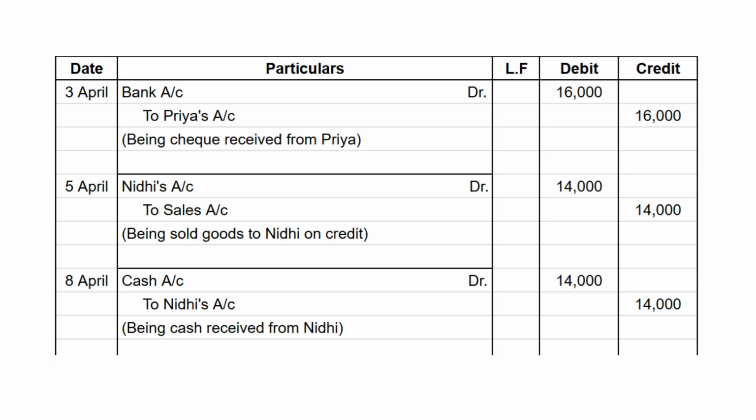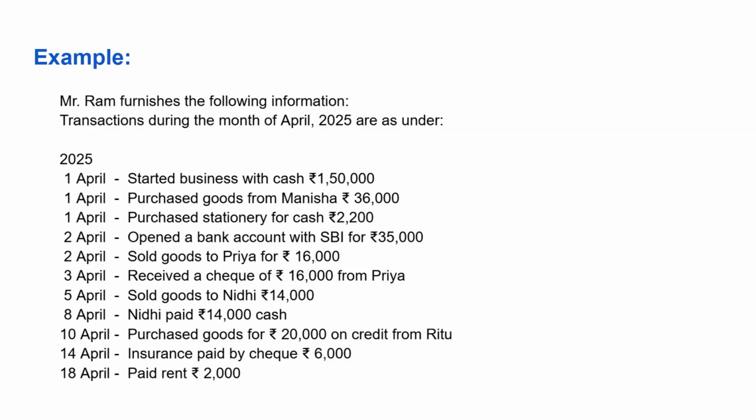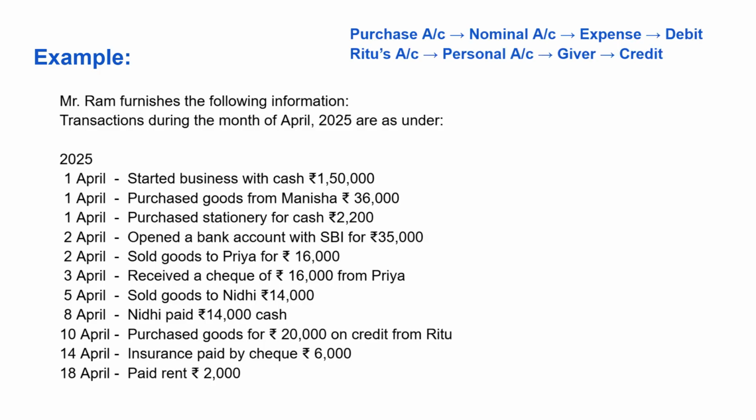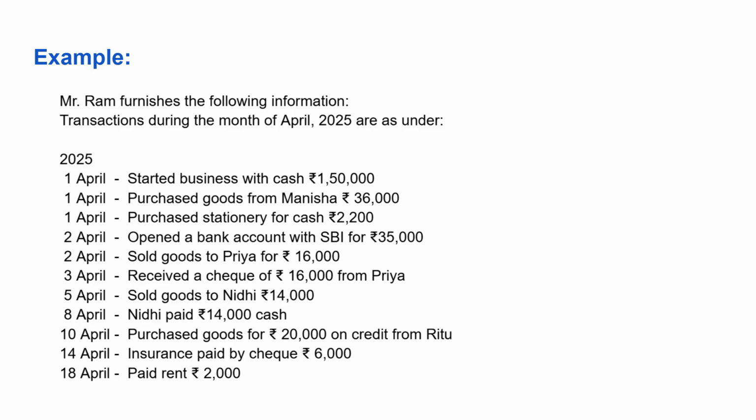Next. 10th April, purchased goods on credit from Ritu 20,000 rupees. Here the two accounts affected are purchase account and Ritu's account. Purchase account, it is nominal account, and purchase is expenses, so it is debit. Ritu's account, Ritu is person, so it is personal account, and Ritu is the giver, so it is credit. Let's see how we'll record it.